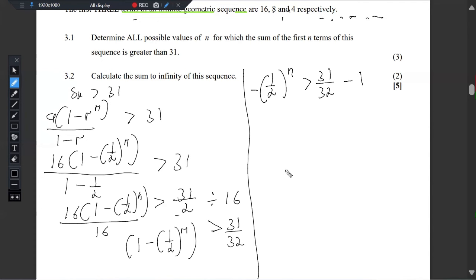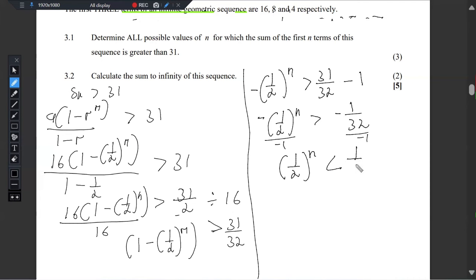Then you can simply punch this into your calculator. You have 31 over 32 minus 1. This will give us negative 1 over 2, to the exponent of n, greater than negative 1 over 32. Now you have a negative here. If you divide both sides by negative 1, understand what happens: the sign changes, because it's only one sign, there's nothing in between. The sign flips position. So now we have 1 over 2 to the n, and the sign is like this because you divided by a negative. Every time you divide by a negative, the sign flips. Then you have 1 over 32.